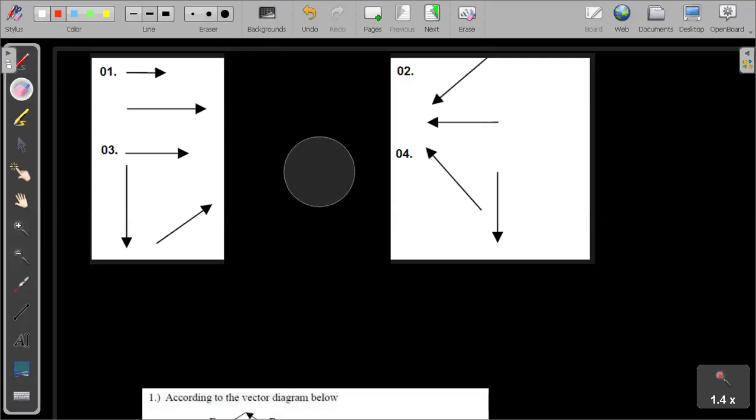Hello, dear students. I'm just going to explain all the weighted questions in midweek worksheet number 14 of the 2026 A-level batch.